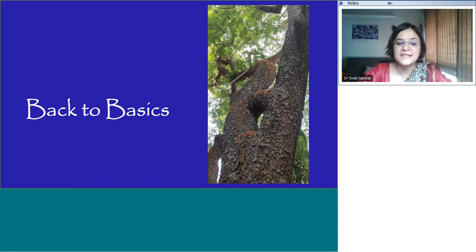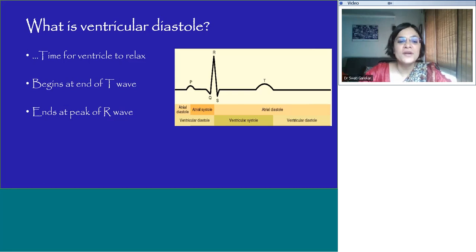So back to basics. You knew it would be back to basics here, didn't you? So we are beginning with what is ventricular diastole. It's the time when the ventricle relaxes. And look at this diagram over here. It begins at the end of the T wave. The T wave is what shows up for repolarization of the ventricle. At the end of the T wave is when ventricular diastole begins.